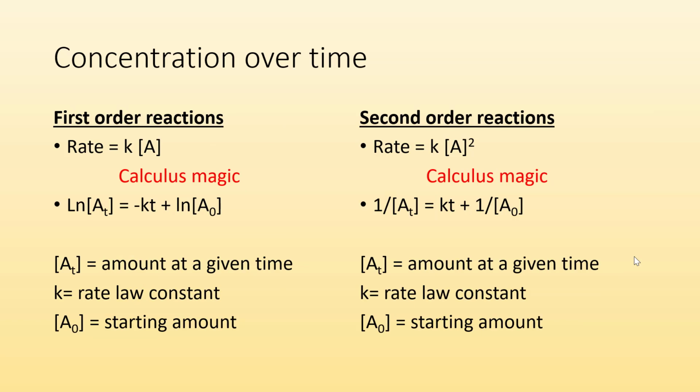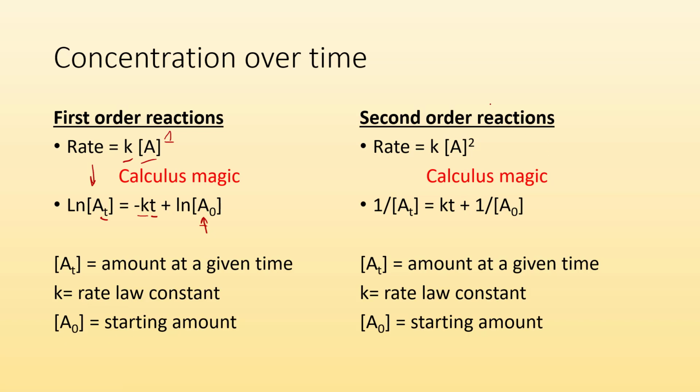So for first order reactions, you can see we have the rate law on the left, where the rate equals k times A. It's first order, right? Some calculus magic, and we get this handy-dandy equation that you can memorize, you can write down, but it's going to be one we refer to a lot. It's the natural log of the amount at a given time equals negative k, which is the rate law constant, times time, plus the natural log of the starting amount. Right, so A_t is the amount at a given time, k is the rate law constant, and A_0 is the starting amount.